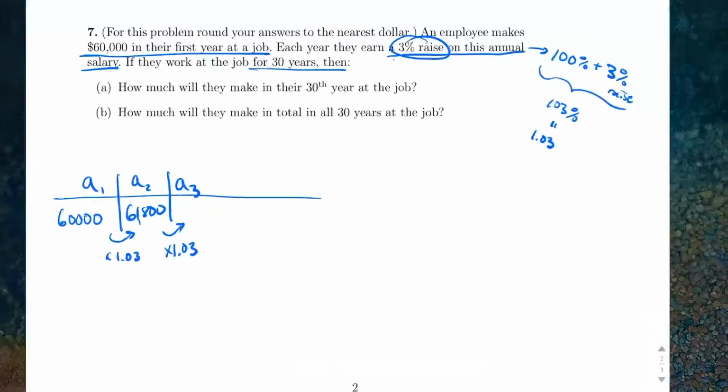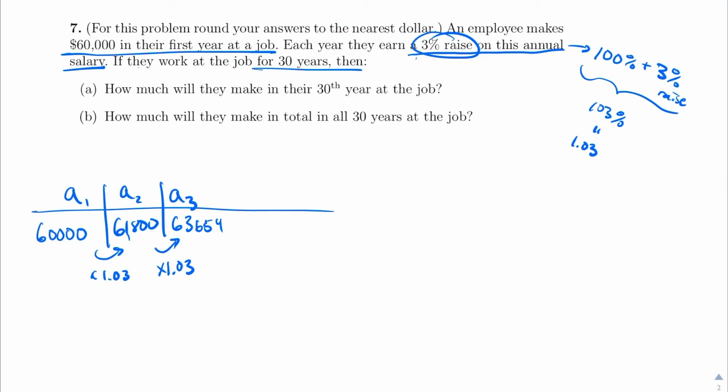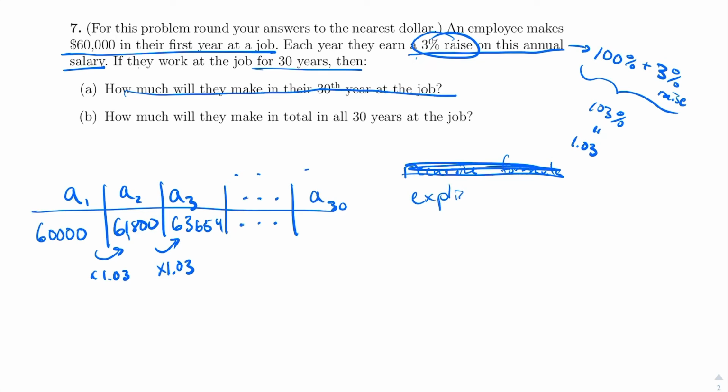Let's see if we got that right. Yep. Okay. So we could keep doing this for a while, but the goal is to figure out how much they make in their 30th year at the job. So that would be their salary in the 30th year. We've got two choices. We could use either the recursive formula or the explicit formula. In this case, I think the recursive formula is going to be a pain to do because we have to find all the salaries in between. So let's use the explicit formula instead.